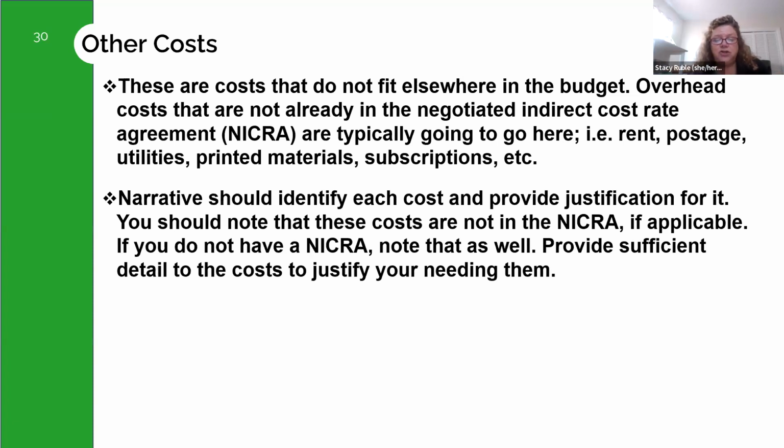And then the narrative should identify each cost and provide a justification for it. I specifically note, if there's a cost that could be considered an overhead cost, that those are not currently in our indirect cost rate agreement. And if I don't have a NICRA, I would note that as well. Again, you just need to provide sufficient detail for the cost to make sure you're justifying why you need them.